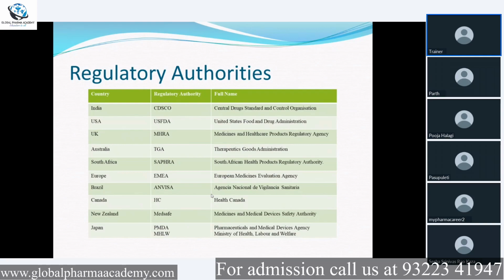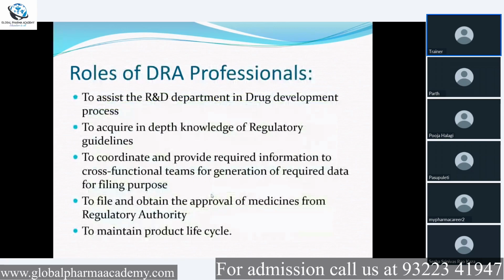Next is the roles of the DRA professionals. First is to assist the R&D department in the drug development process. Whenever there is a new development in R&D, whatever information the R&D professional requires from the health authority side, we need to supply it. So can anyone tell me which type of information is required to assist the R&D department while developing the product?